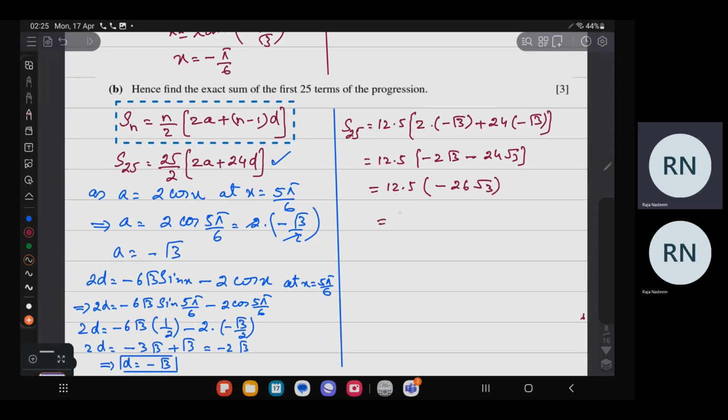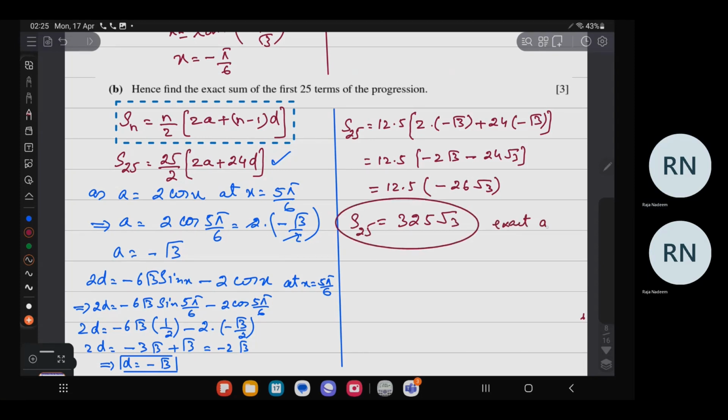When you multiply the numbers, you'll get 325 root 3. So which is the exact answer? This is what we need to find, the exact sum. Okay, so this is the exact sum.